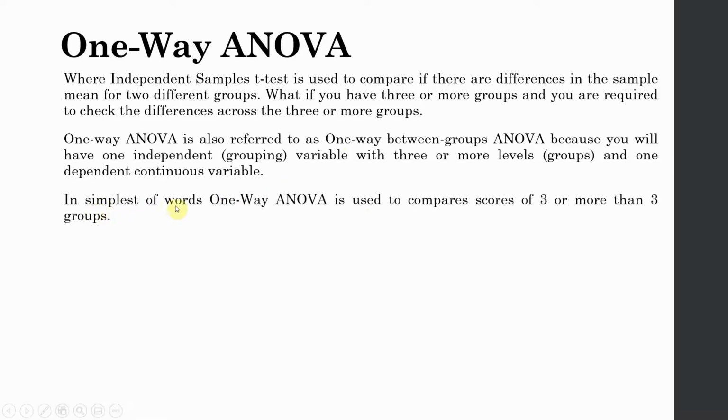In the simplest of words, one-way ANOVA is used to compare scores of three or more groups. For example, let's say marks. Let's assume I'm teaching three sections for the same subject. Now I want to compare the marks between those three sections. I want to compare all the sections with each other. So in that case, I can use one-way ANOVA.